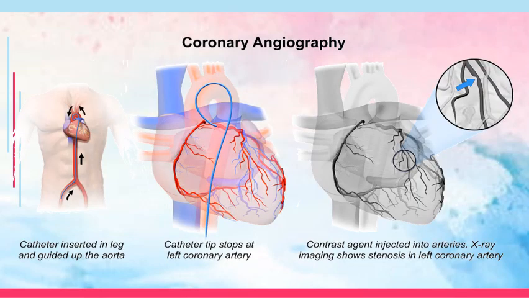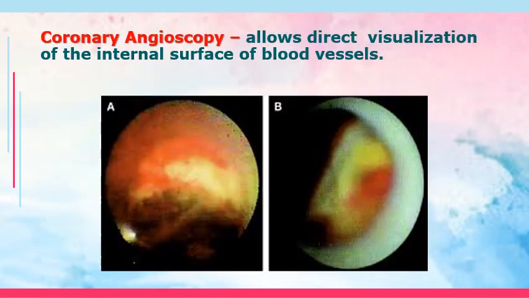So this is coronary angiography. As you can see, the images show the contrast media. It clearly shows what part of the blood vessels are stenosed or obstructed. Then you have coronary angioscopy. This allows direct visualization of the internal surfaces of your blood vessels.